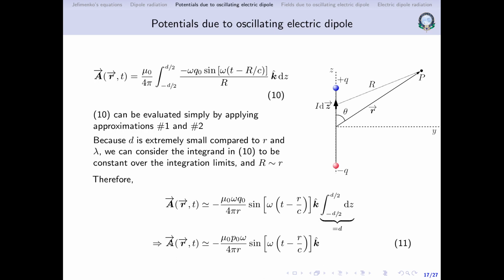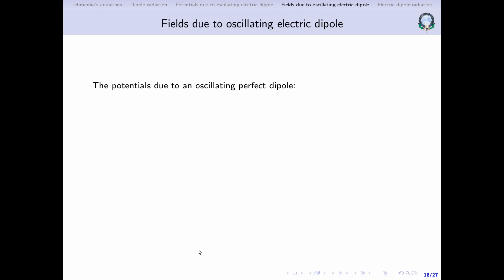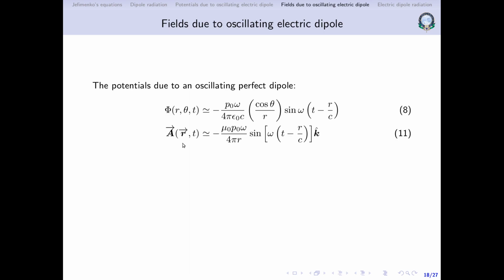So this is going to be the vector potential, which surprisingly in this case is much easier to obtain compared to the scalar potential. Now what about approximation 3? Approximation 3 will not be applicable here, because you can see this term already varies as 1 by r, so we really don't need to apply the third approximation. We will take A as it is here. So these are the potentials due to an oscillating perfect dipole. This is the scalar potential, and this is the vector potential.